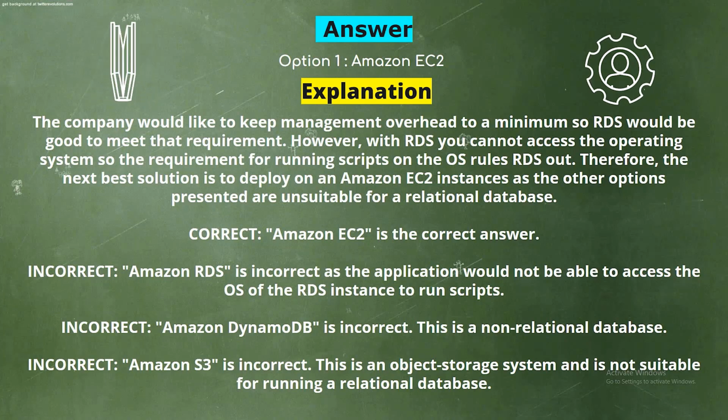Incorrect. Amazon RDS is incorrect, as the application would not be able to access the OS of the RDS instance to run scripts. Incorrect. Amazon DynamoDB is incorrect. This is a non-relational database. Incorrect. Amazon S3 is incorrect. This is an object storage system and is not suitable for running a relational database.